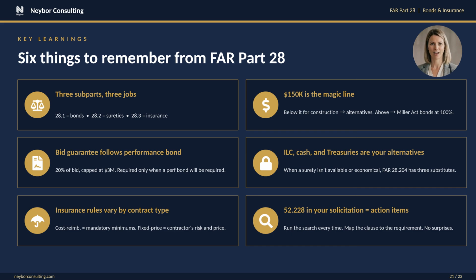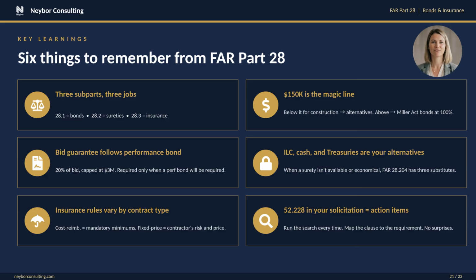We've covered a lot of ground. Let's distill it down to 6 learnings you can take with you. 1. Part 28 has 3 subparts that solve 3 different problems. 28.1 bonds, 28.2 sureties, 28.3 insurance. Hold that mental map. 2. $150,000 is the line that everything turns on for construction. Below it, you're in the alternative payment regime. Above it, the Miller Act forces 100% performance and payment bonds.